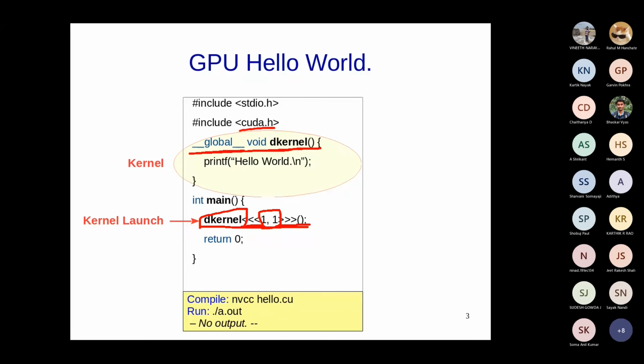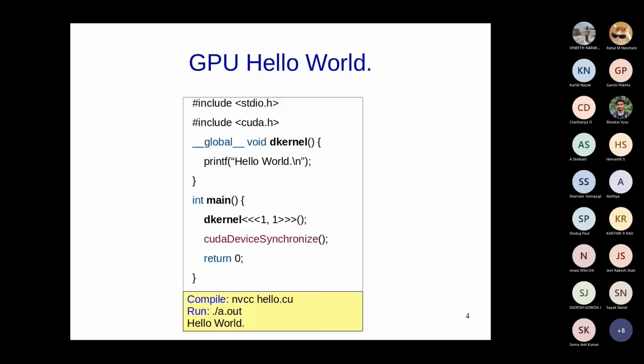Well, that happens because I need to specify a small function called CUDA device synchronize after I have launched a kernel. That is, after I have launched a function on the GPU. What does this CUDA device synchronize do? Well, it just tells the, let's say, CPU to wait for that kernel to finish and then go execute the next part.